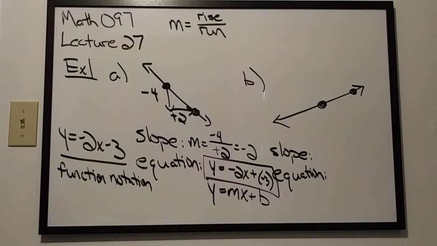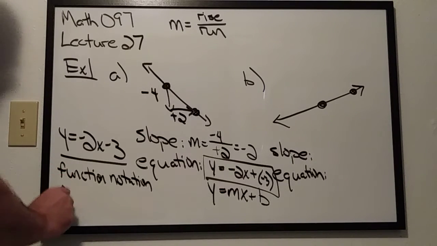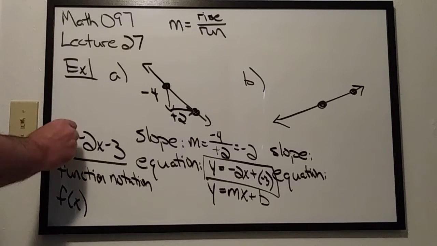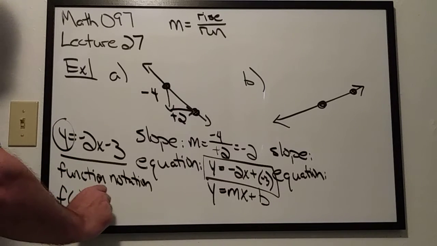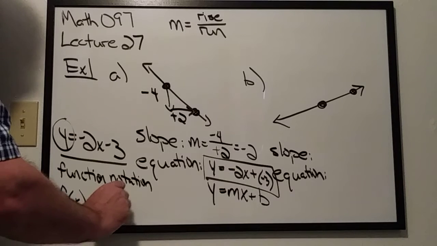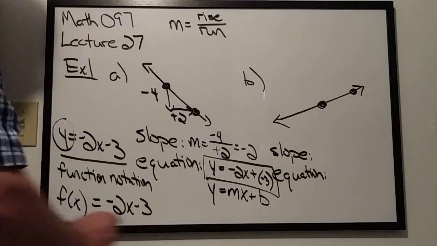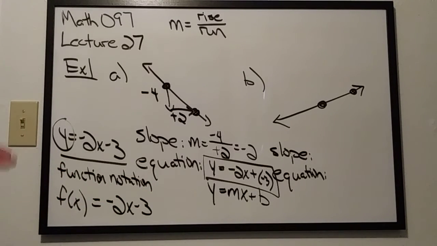And what he's asking for when he asks you to write down the equation in function notation is to simply take this y on the left-hand side and replace it by an f of x. So this y has now become f of x, and we just write down the right-hand side as it was, -2x minus 3.